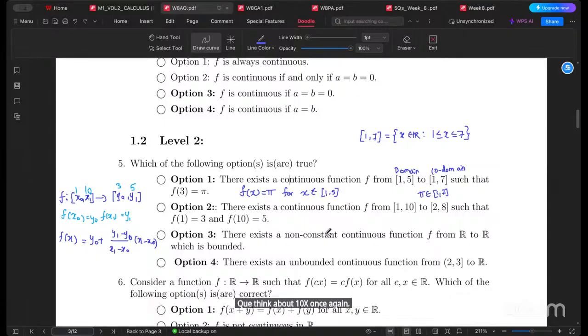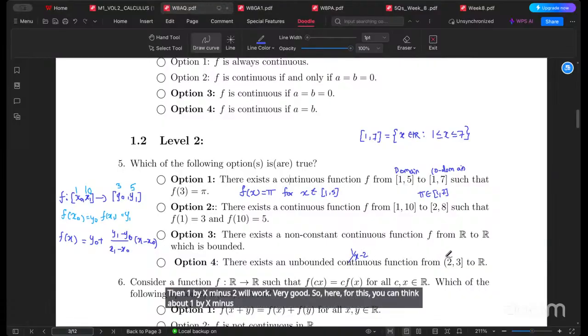Can you come up with something very simple? 1 upon x, maybe minus 2. Very good, this is something very simple, just like 1 minus x. Here, since we are having open 2, 1 by x minus 2 will work. So for this you can think about 1 by x minus 2.